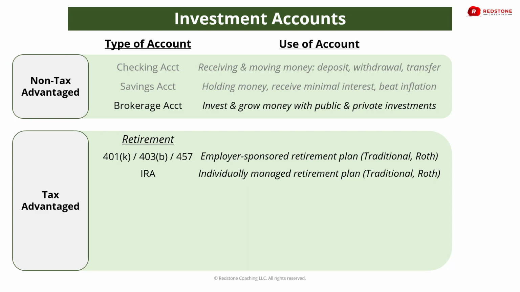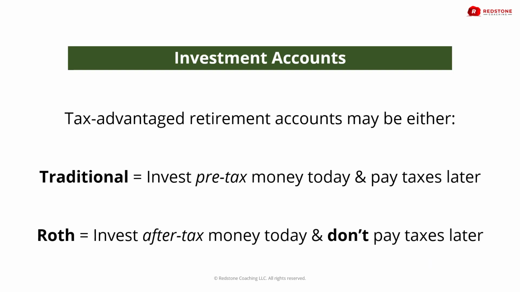But then you have an IRA. An IRA is an individual retirement account, an individually managed retirement account. So you are setting up your own retirement account. It's not with the company. It's not with an organization. It's you yourself managed. And similarly, you get to choose whether you want to do after-tax contributions or pre-tax contributions. So you choose what type of tax advantage account you want. So tax advantage retirement accounts may be either traditional or Roth.